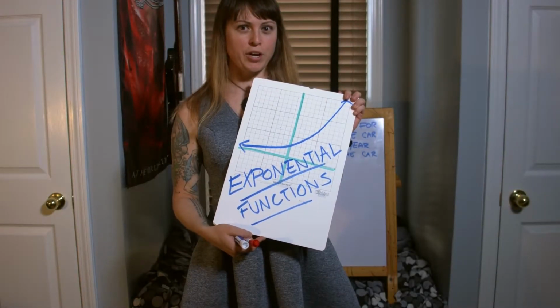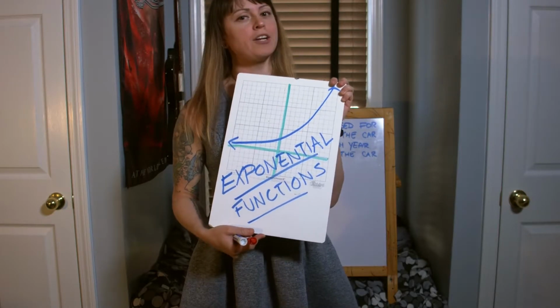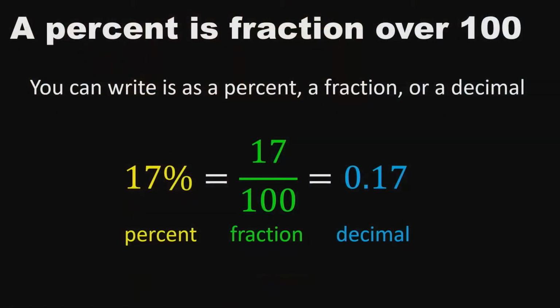All right, we are going to learn about exponential functions. But before we do, we've got to do some review on percents. So let's talk about percents. A percent is just a number out of 100. So when I talk about something like 17%, what I'm really saying is that it's 17 over 100, which as a decimal is 0.17. And the reason I'm reminding you about that is as we start to write some equations, that decimal number is the thing that's most important.